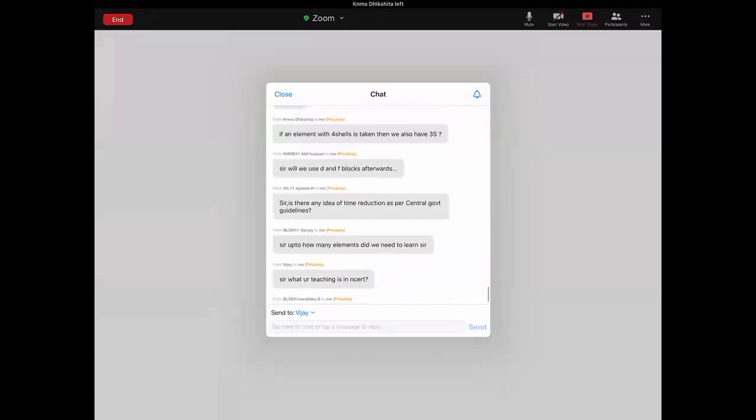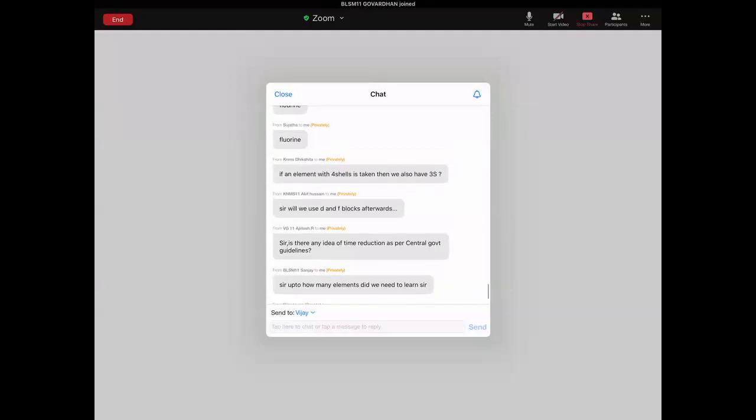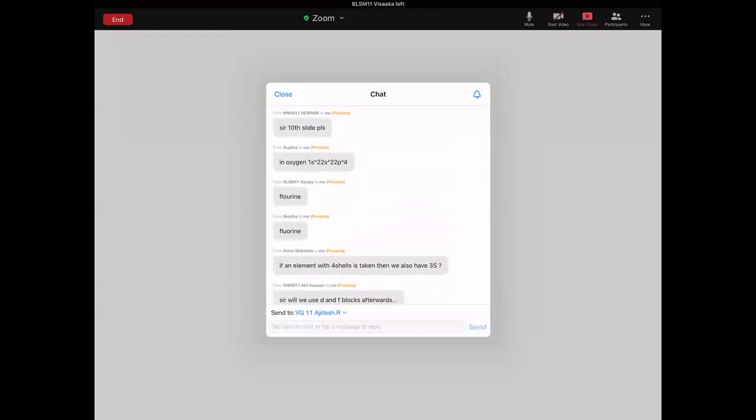Where will we use D and F afterwards? Yes, in your 12th standard, you will use D and F. If any element with the 4th shell is taken, then we also have 3d, exactly. Okay, good. So we will continue from here again tomorrow.